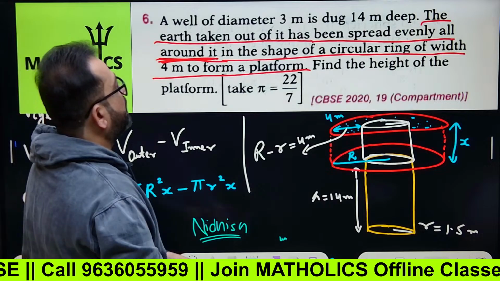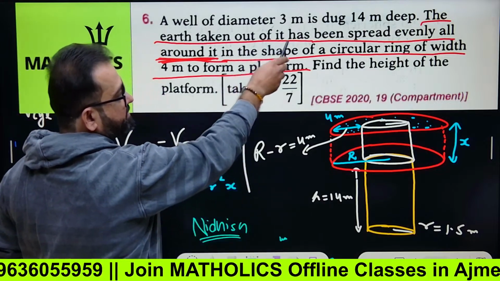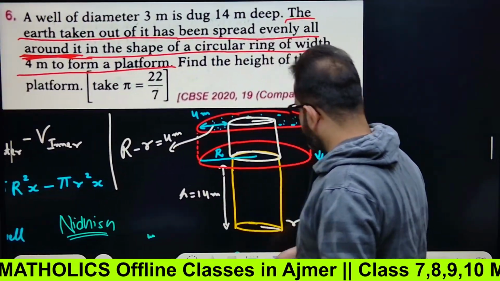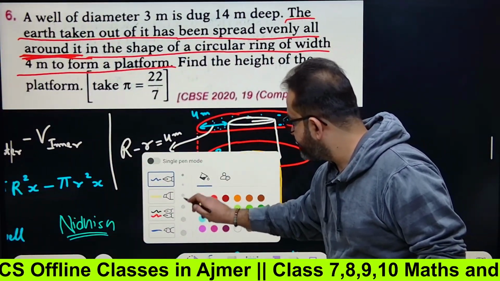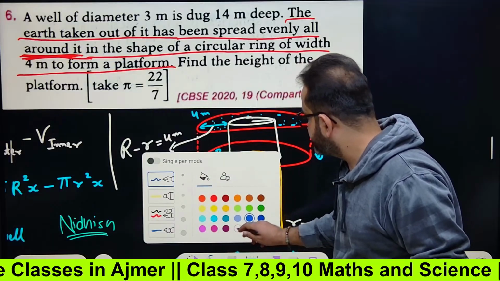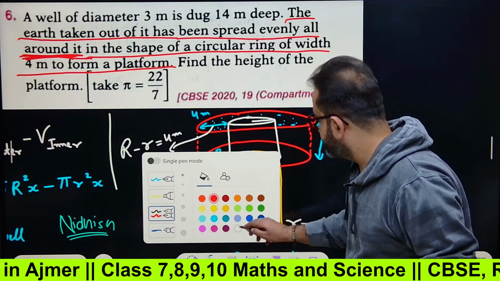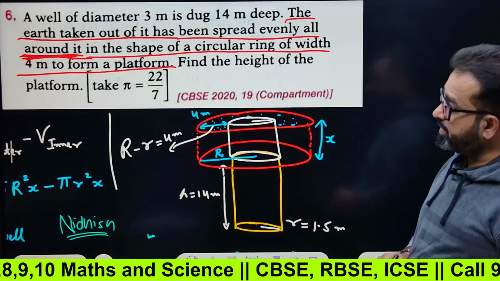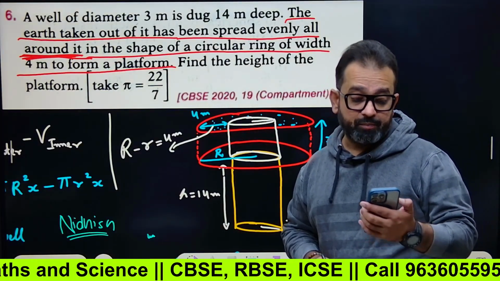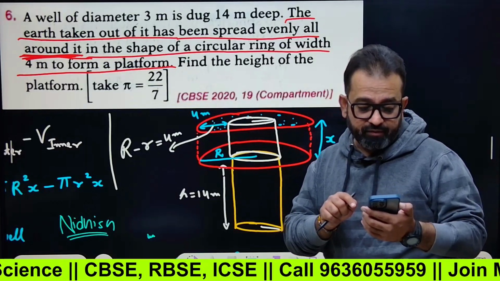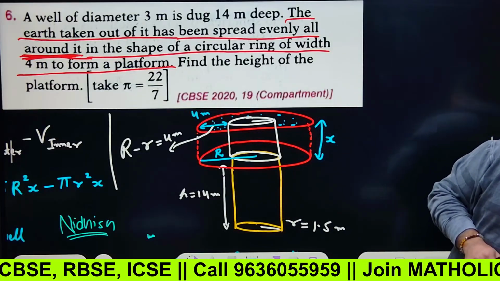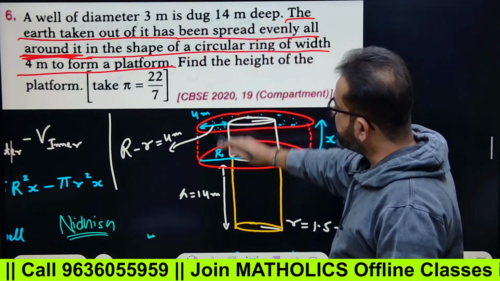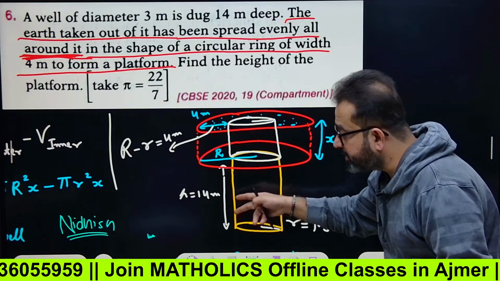Got it? Now, a well of diameter 3 meters dug 14 meters deep. There is a well. We'll solve this again, don't worry. The diameter of this well is 3 meters, so radius will be what? Radius will be 1.5 meters. Now see, this well of diameter 3 meters dug 14 meters deep. That means the height of this cylinder will be 14 meters.